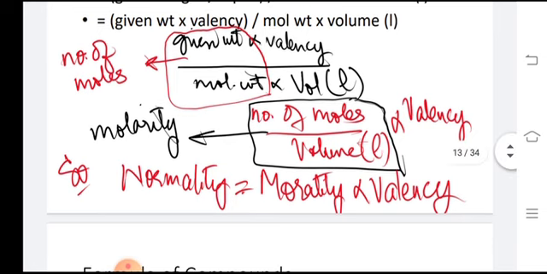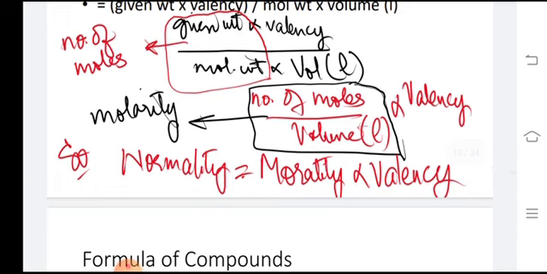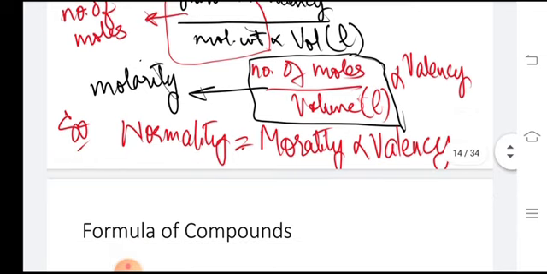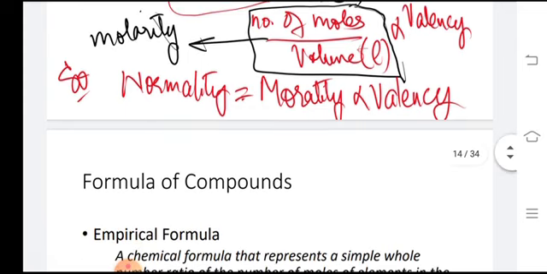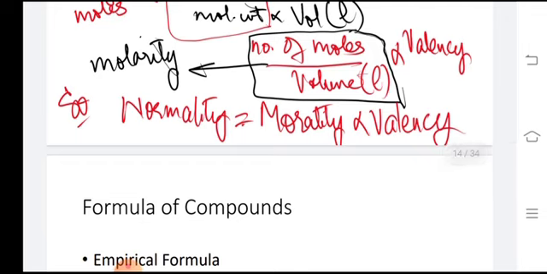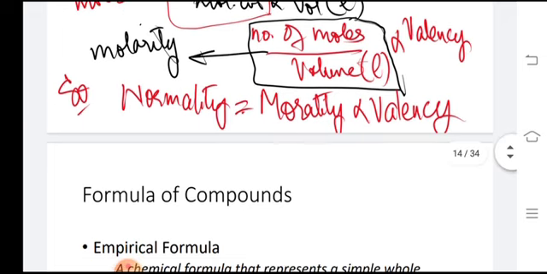So this molarity is incorporated in the equation, and molarity multiplied by valency gives us normality. So this is the relationship between normality and molarity. It is actually molarity. Sorry, there is a spelling mistake here.